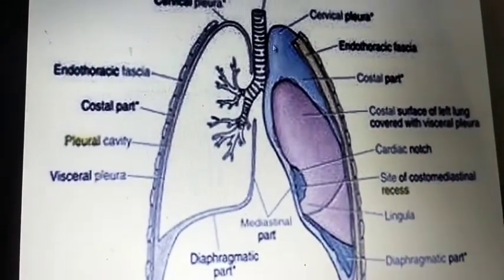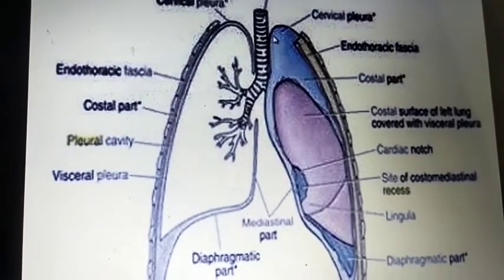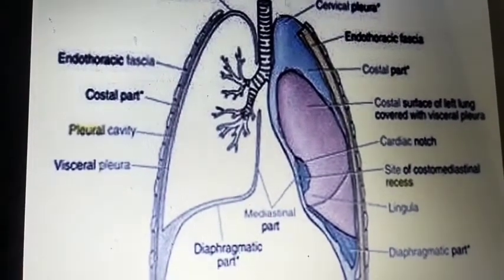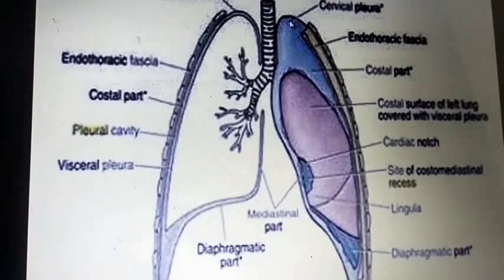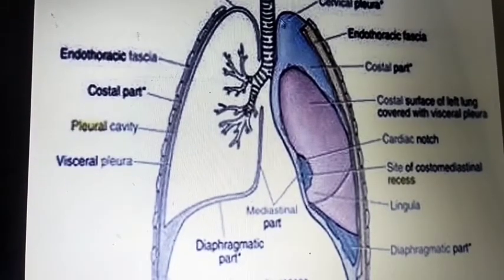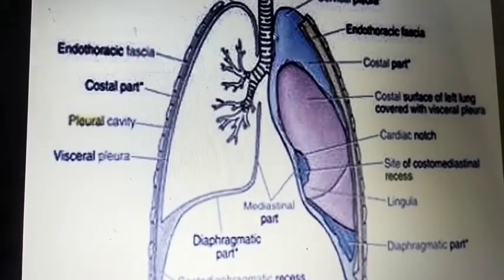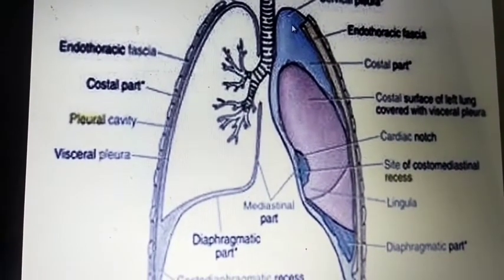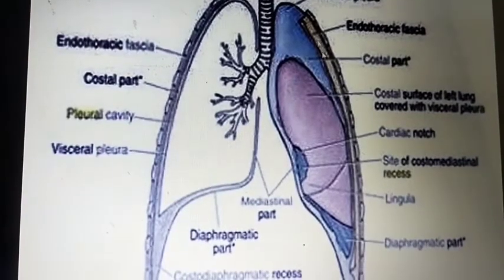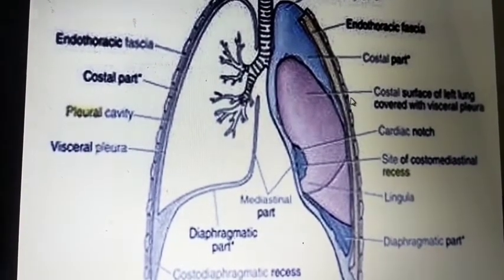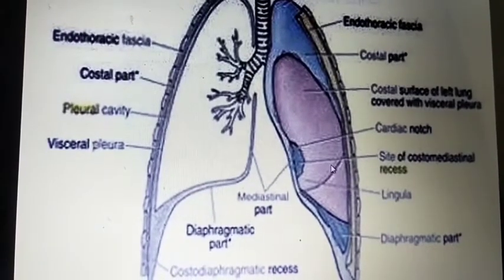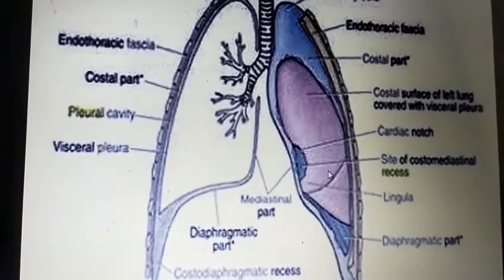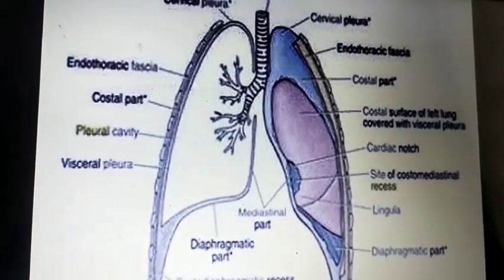This is the cervical part, or apex of the lung. It comes a little above the clavicle. That's why it is called the cervical part of the pleura or lung, and the apex of the lung is present at the root of the neck. The pleura covering it is the cervical part of the pleura. And the costal part of the pleura means costal, the ribs, or the costal surface of the lung. The pleura covering that surface is the costal pleura.